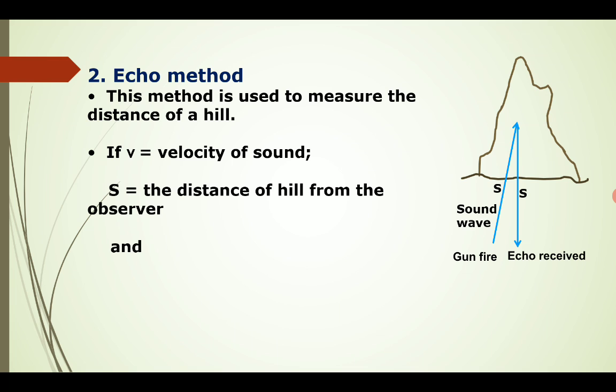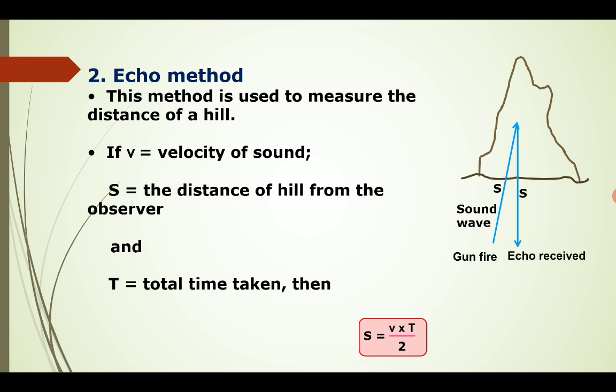t is the total time taken, in that case, we know that velocity is distance upon time, distance is twice of s, and time is t. So we can apply that formula of velocity and figure out that the distance between the person and the hill is v into t by 2. So again we can use this echo method.